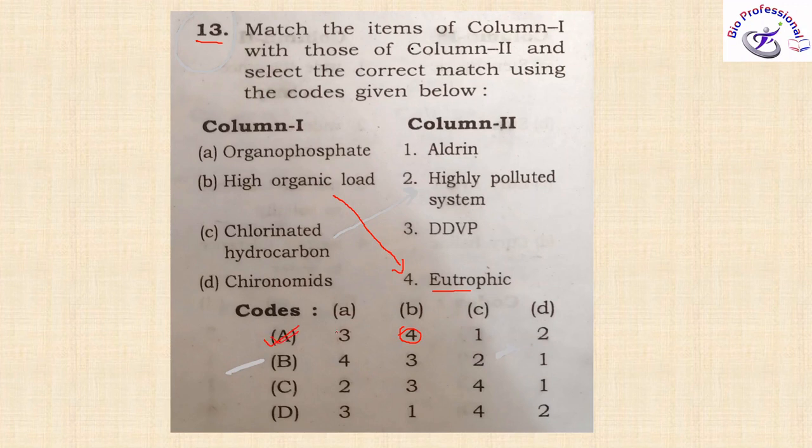Let us also cross check. A means organophosphate. Organophosphate will be this answer, DDVP. DDVP actually is a trade name.